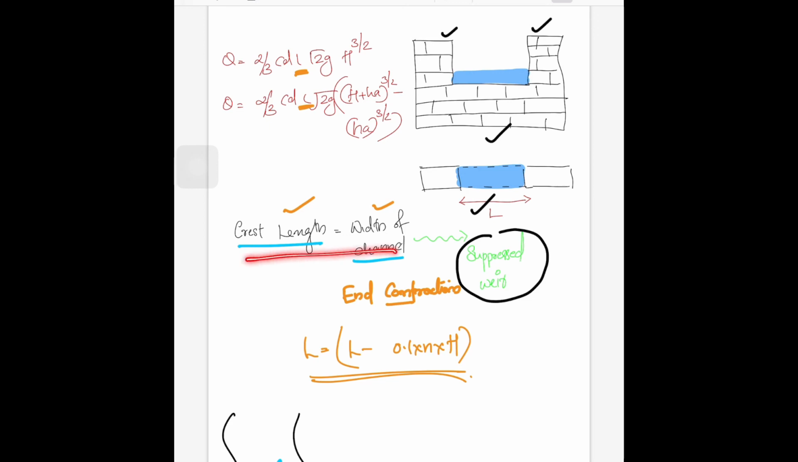So if crest length is equal to width of the channel, it's a suppressed weir, and if that's not the case, you have to consider end contraction also.